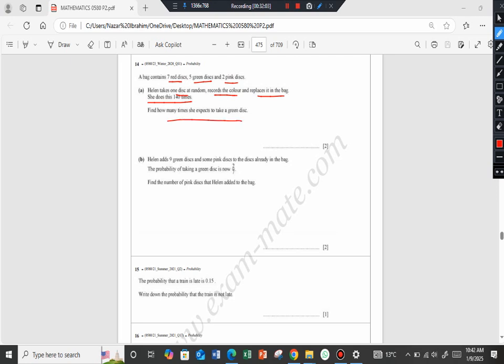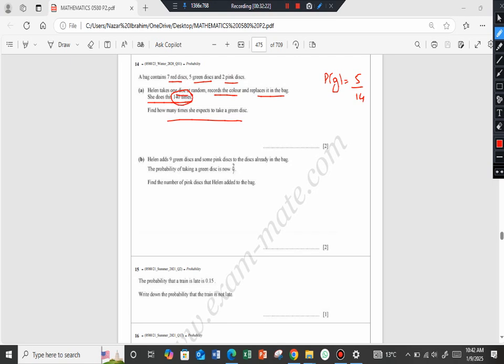Again, I should know the probability of a green disc. Green discs are 5, and in total there are 7 plus 5 is 12, 12 plus 2 is 14. So 5 upon 14, favorable outcomes upon total outcomes. Find how many times she expects to take a green disc.